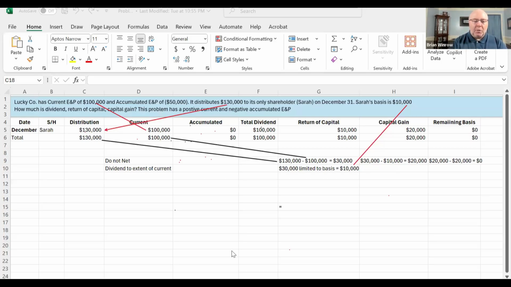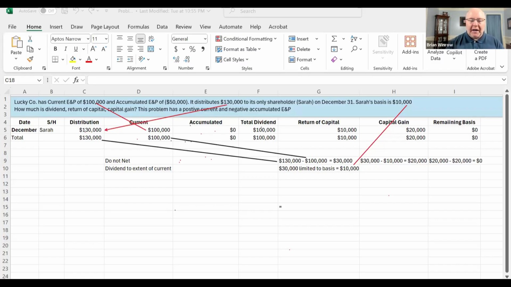So like I said, this is one where we're not netting, and this is going to be the first of a positive negative that we're going to do. We have two problems with these. So the first one, let's read the facts. Lucky Company has current E&P of $100,000 and accumulated E&P of a deficit of $50,000. It distributes $130,000 to its only shareholder, Sarah, on December 31st. Sarah's basis is $10,000. The question is, how much is dividend, return of capital, and capital gain?